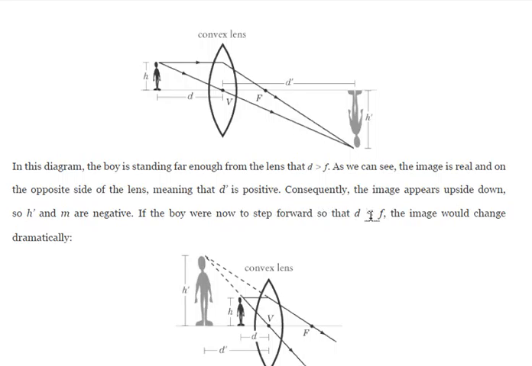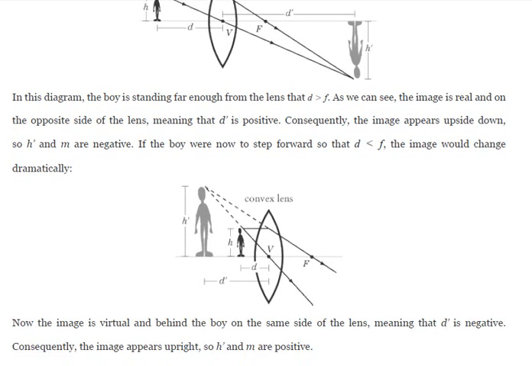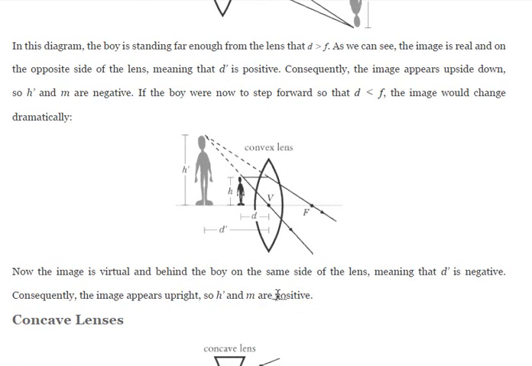If the boy were to step forward so that he is inside the focal length, the image changes pretty drastically. You can see what happens here. So now the image is virtual because it's on the same side as him. So our d prime distance to the image is negative. So that makes the image appear upright with image height and magnification both being positive. And you'll get some practice with lens diagrams.